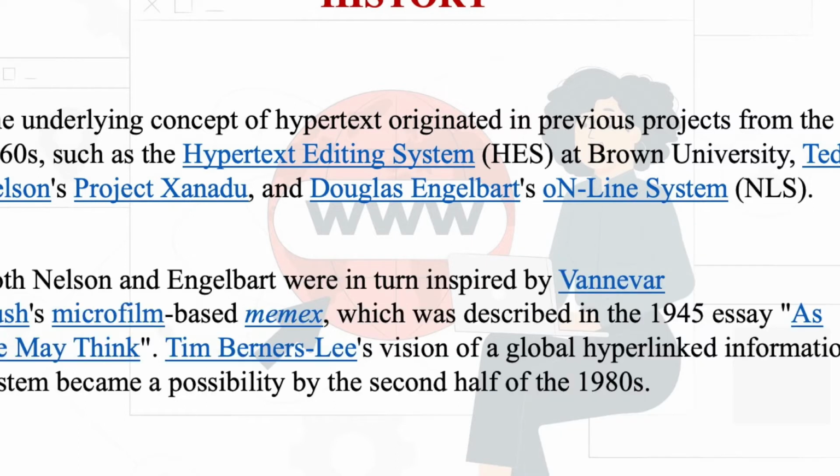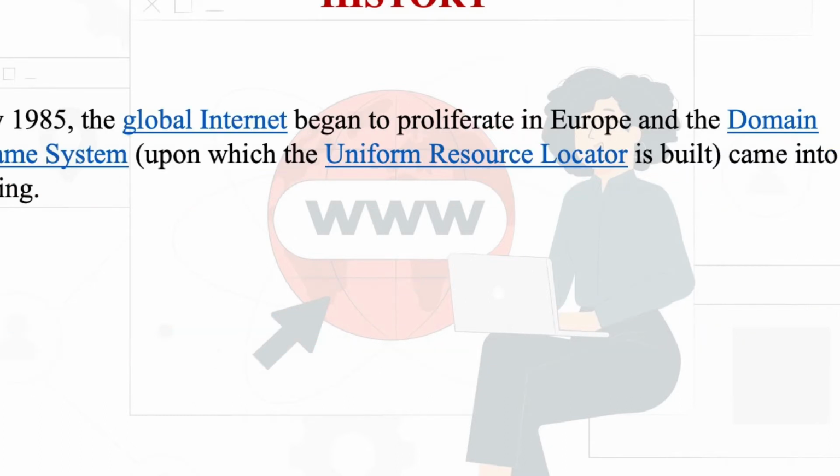Both Nelson and Engelbart were in turn inspired by Vannevar Bush's microfilm-based Memex, which was described in the 1945 essay "As We May Think." Tim Berners-Lee's vision of a global hyperlinked information system became a possibility by the second half of the 1980s. By 1985, the global internet began to proliferate in Europe and the domain system came into being.